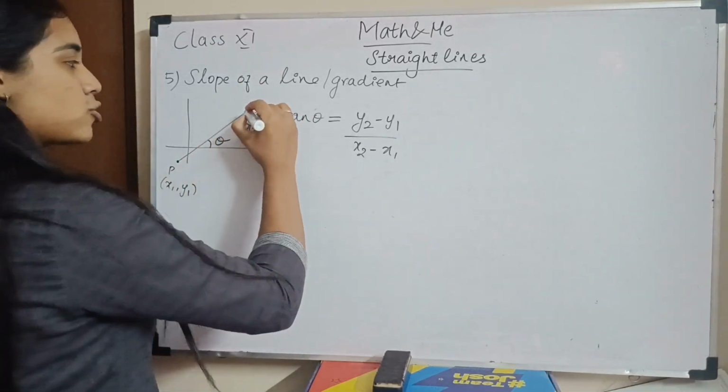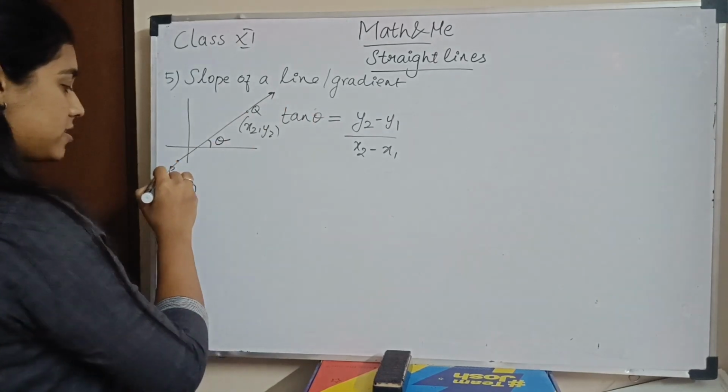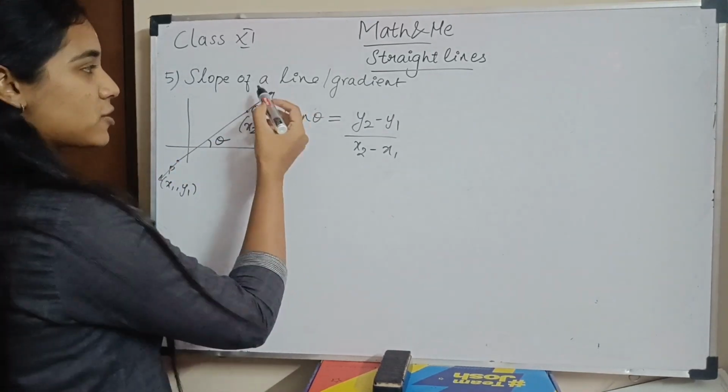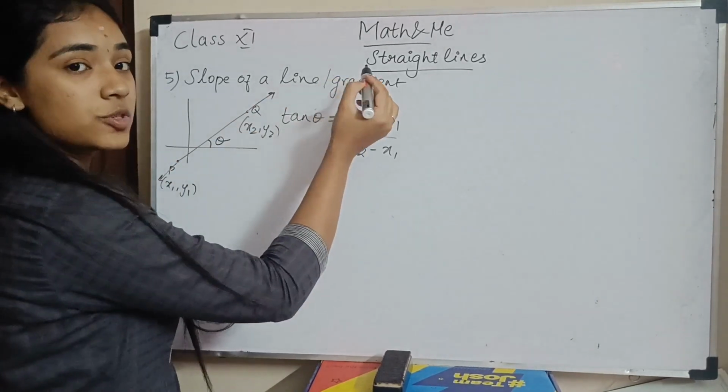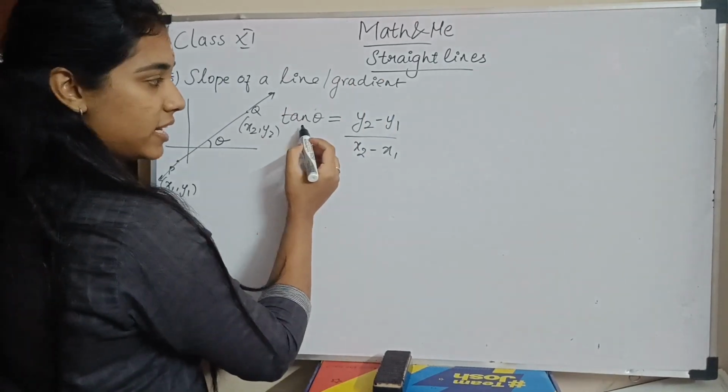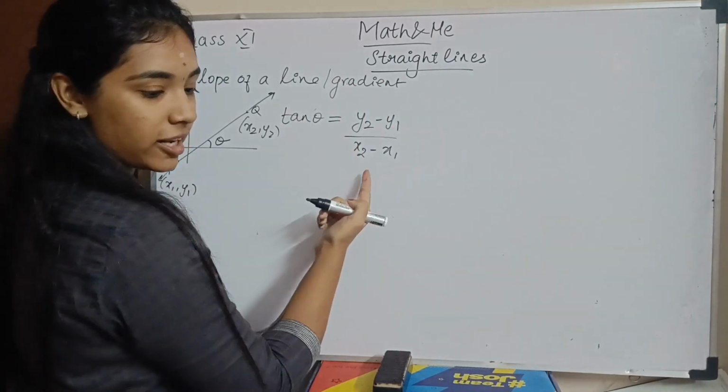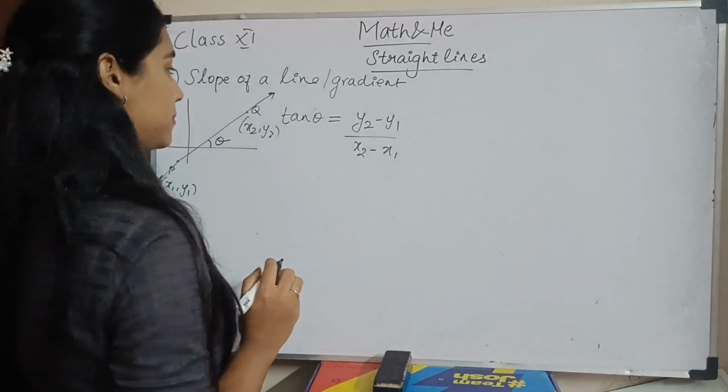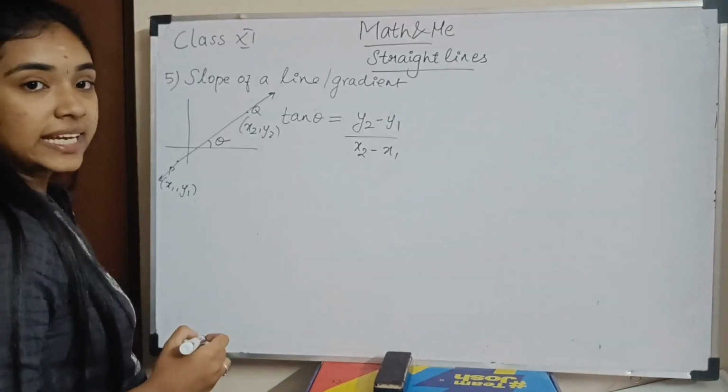A line segment can also be extended further, right? It is also a line. So basically the slope of a line or a line segment, which is also called the gradient, is tan theta, which is y2 minus y1 divided by x2 minus x1. So this is when theta is acute.